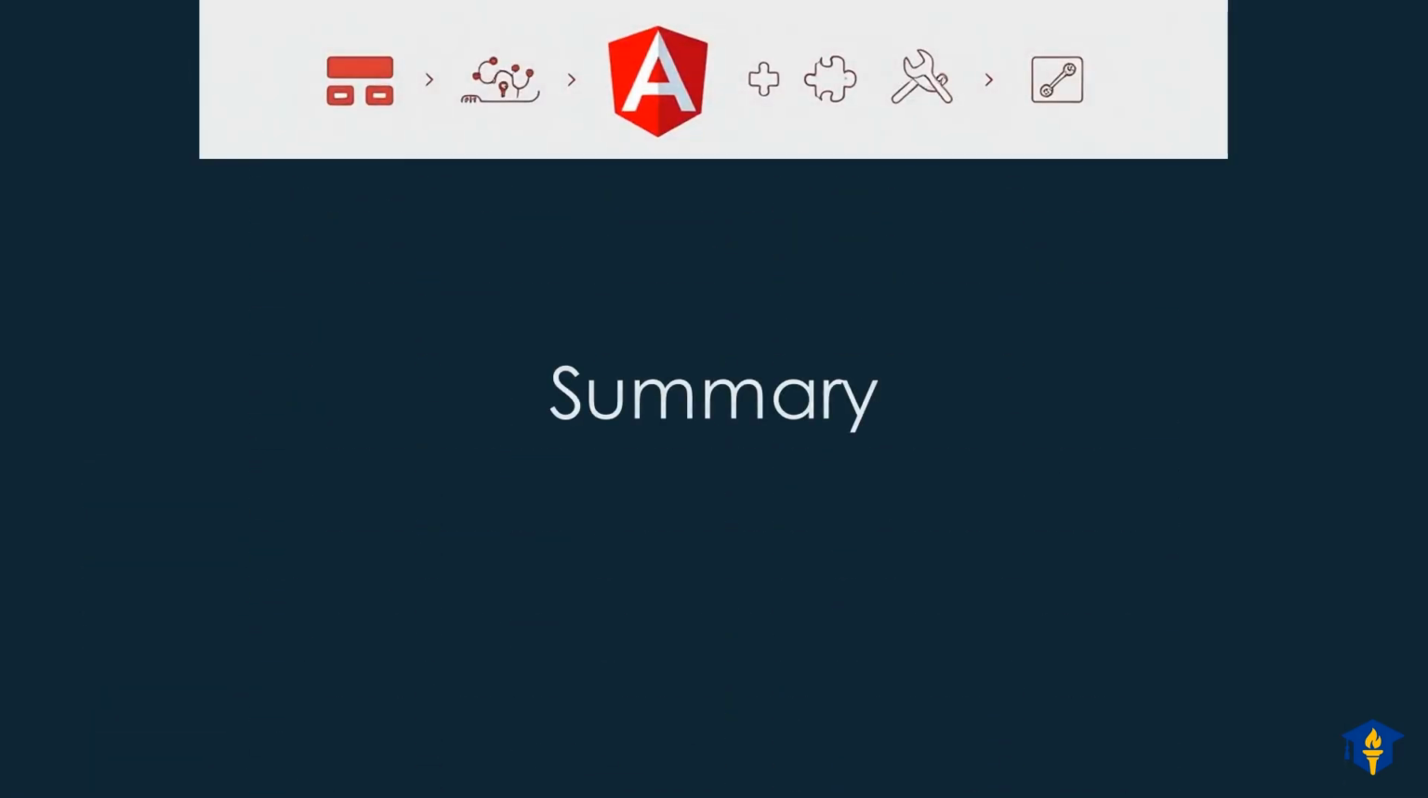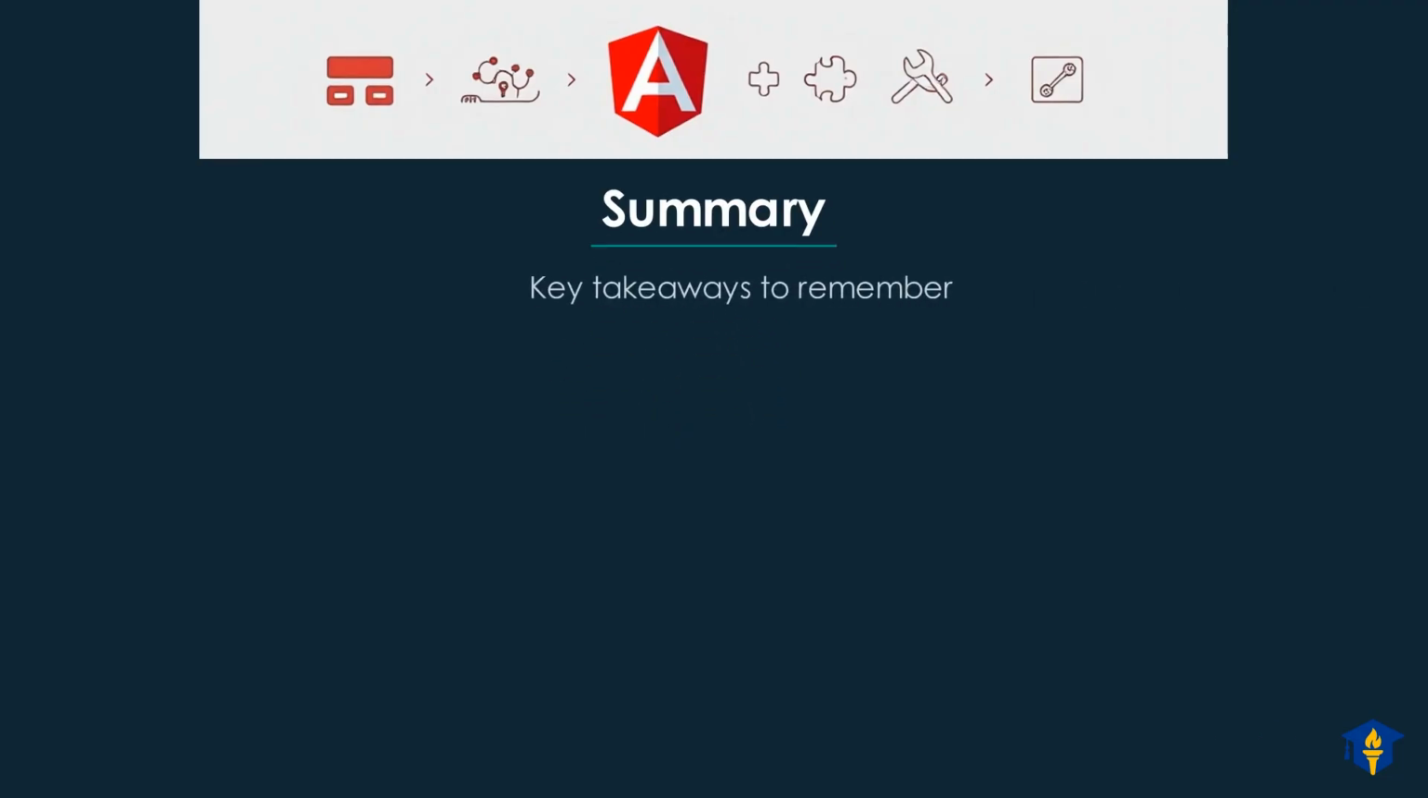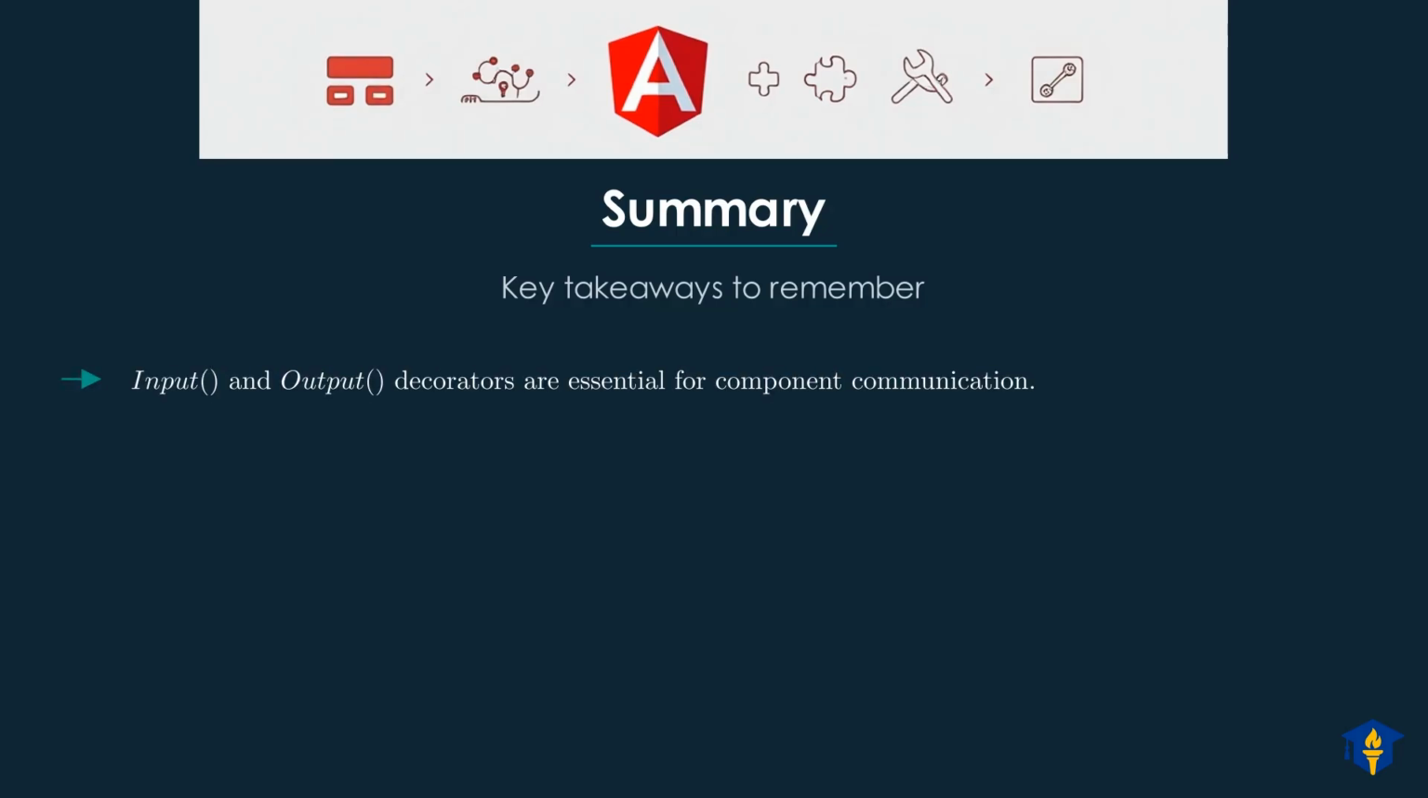To summarize, let us review the key takeaways you should remember from this module. These points are essential for building robust and scalable Angular applications effectively. The Input and Output decorators are absolutely essential for effective component communication in Angular. RxJS and observables provide a powerful way to manage state and asynchronous data streams.